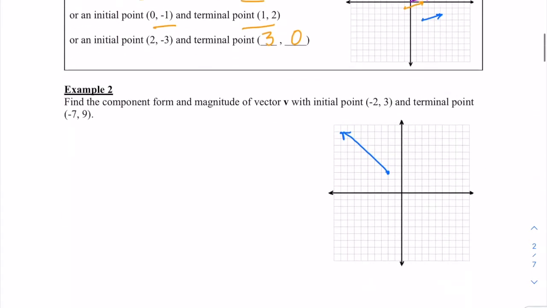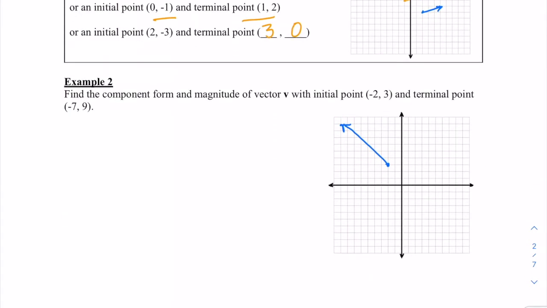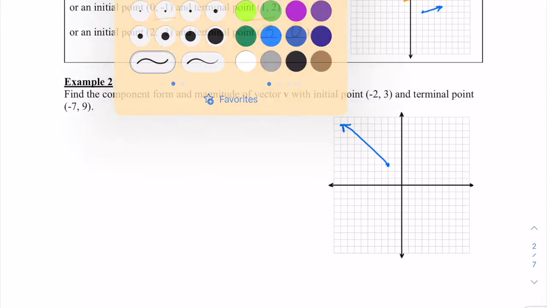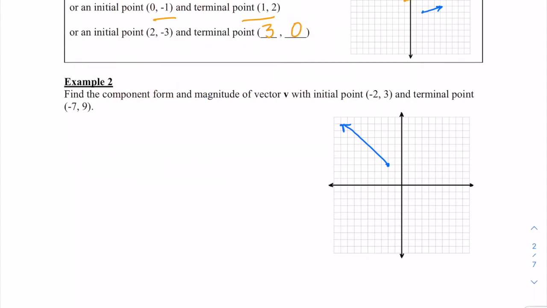Okay, so now let's look at a vector here. It's given initial point negative 2, 3, and terminal point 7, negative 7 and positive 9. Sorry. So I'm going to use this color here. So I drew it over here, and again, we're saying how far to the left is it moving, right? So I'm going to just draw this here just so that we can see. But again, we're looking at the change in the x.